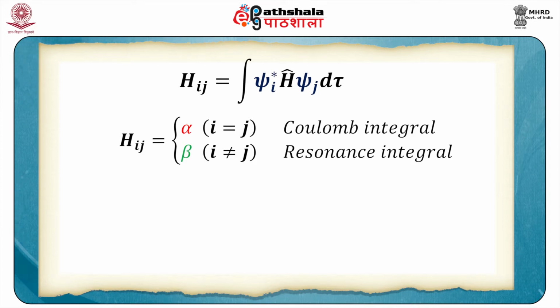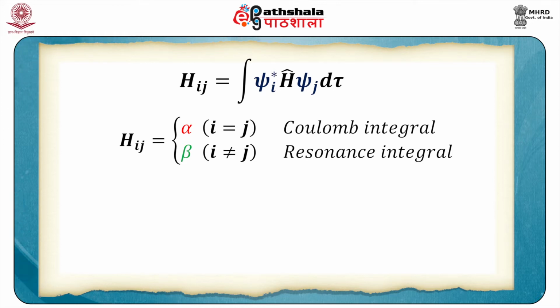We have learned all these things earlier. Similarly, H ij is equal to beta if i is not equal to j and if i and j are linked to each other. If i and j are not linked to each other, then H ij is taken to be equal to 0. In the present case, H ij when i is not equal to j is taken to be beta, and that is called resonance integral.